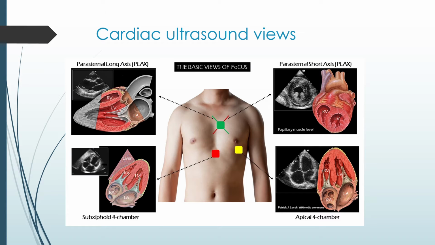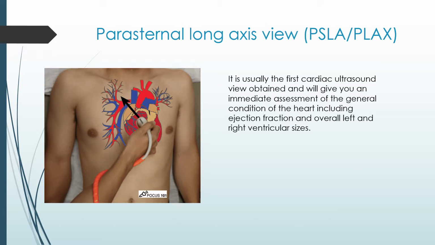And these are the basic 4 views that I'll be discussing today. One is parasternal long axis, one is parasternal short axis, apical 4-chamber, and subxiphoid 4-chamber. So in parasternal long axis view, this is usually the first cardiac ultrasound view obtained, and this will give you an immediate assessment of the general condition of the heart, including ejection fraction and overall left and right ventricular sizes.